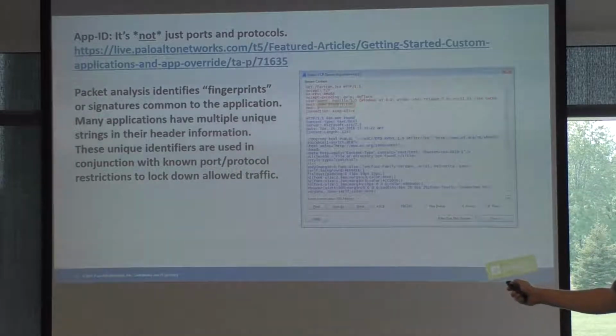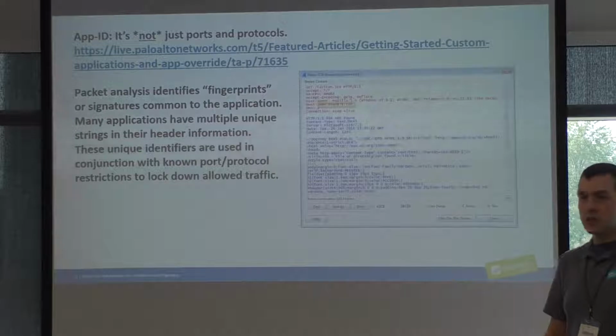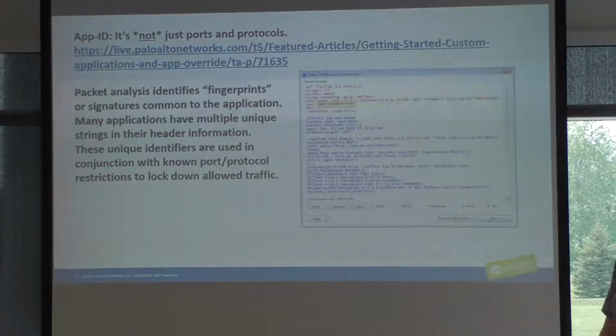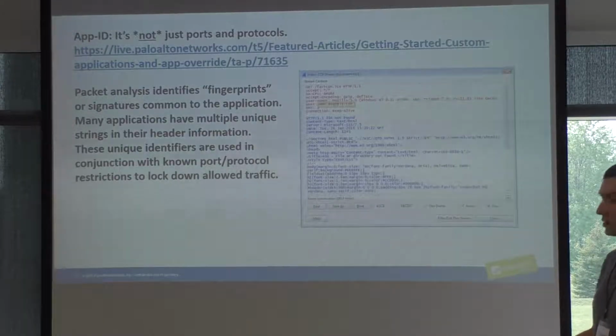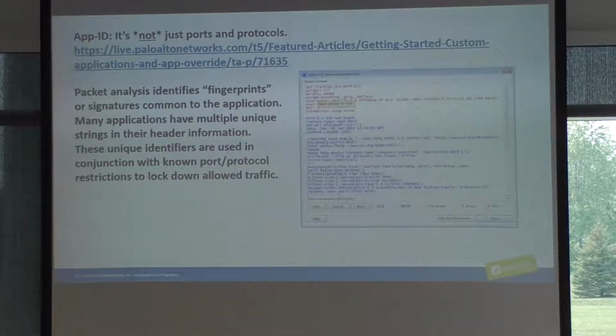Say I'm analyzing the TCP header of this particular data stream, and I'm seeing that it's always making a call to example.com, and it's always doing it on a specific range of ports, and there's always some specific unique string in there. So we can make a signature based on that information and combine that with the best known ports and protocols for the actual application. And we can make a signature that will identify it as that application. App ID is not perfect, but it's way better than just relying on ports and protocols.